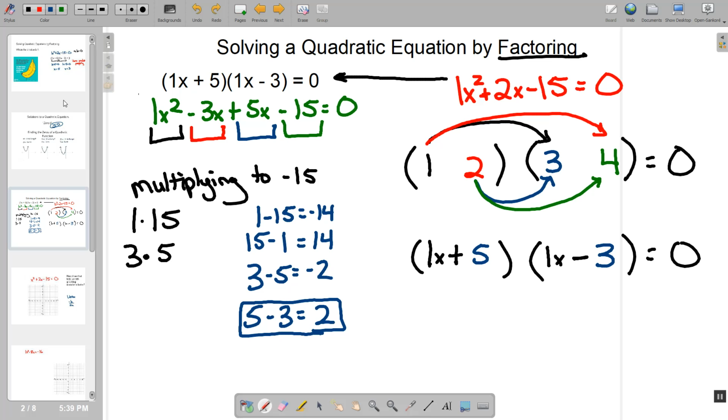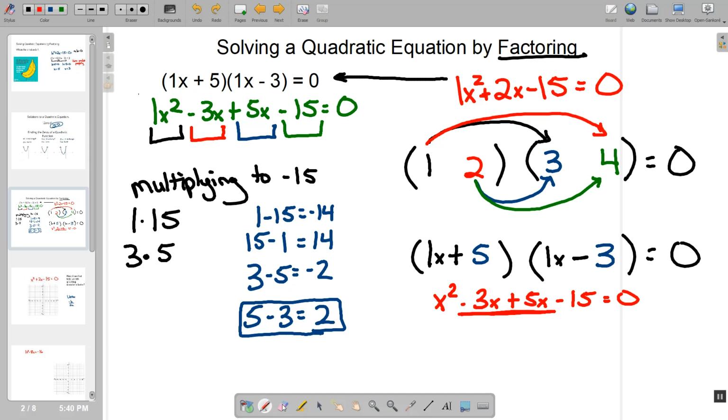Now, you always want to check to see if your factoring was correct. So I do 1x times 1x gives me x squared. 1x times negative 3 is negative 3x. 5 times 1x is positive 5x. And then finally, positive 5 times negative 3 gives us negative 15, which is correct, because the middle terms give us positive 2x.